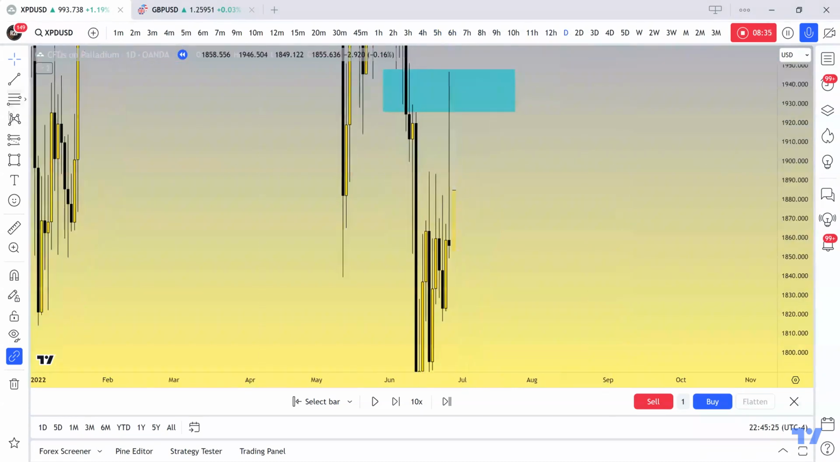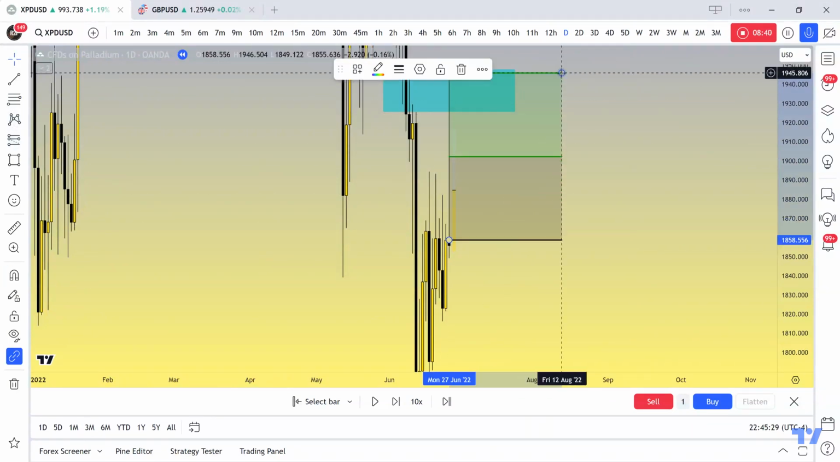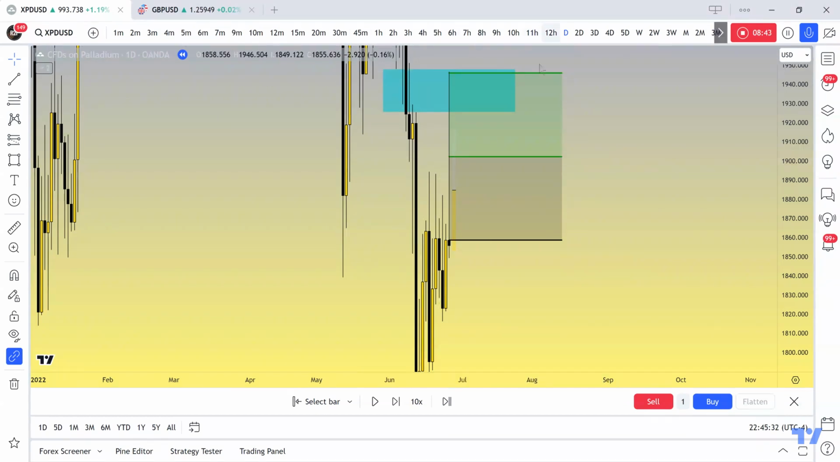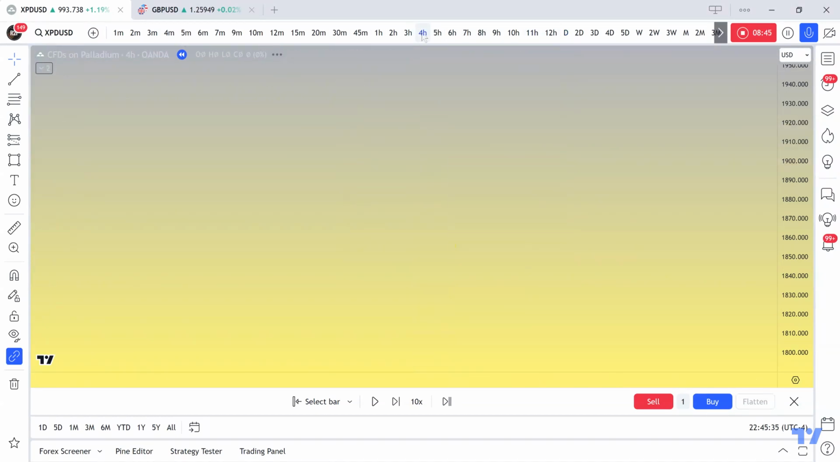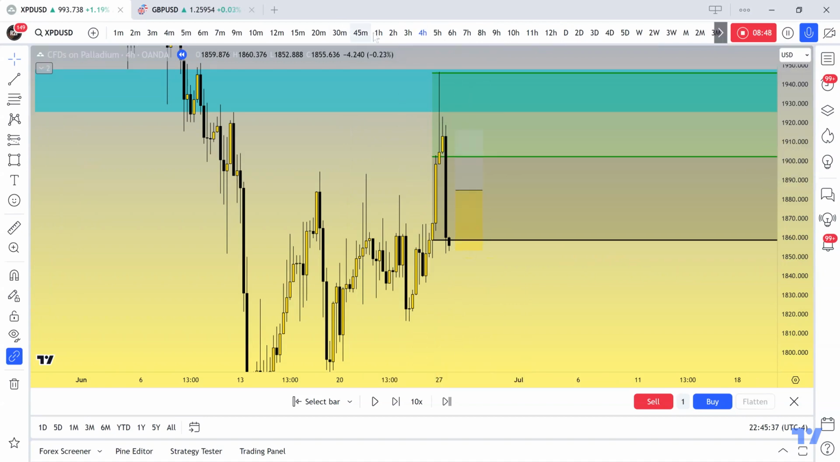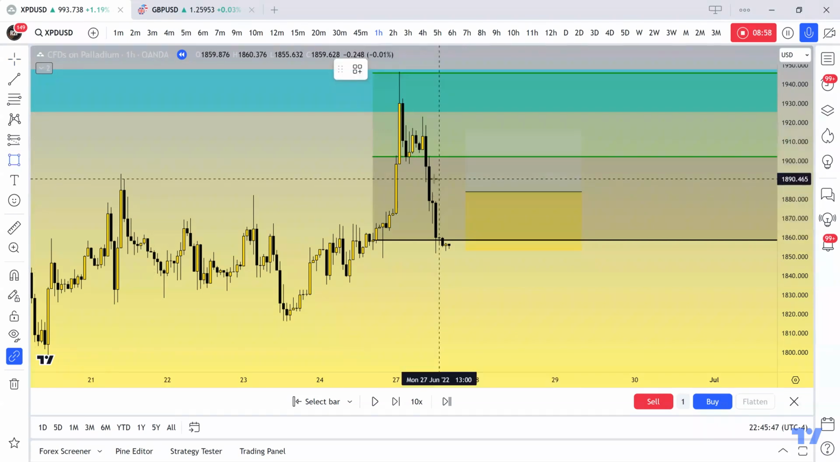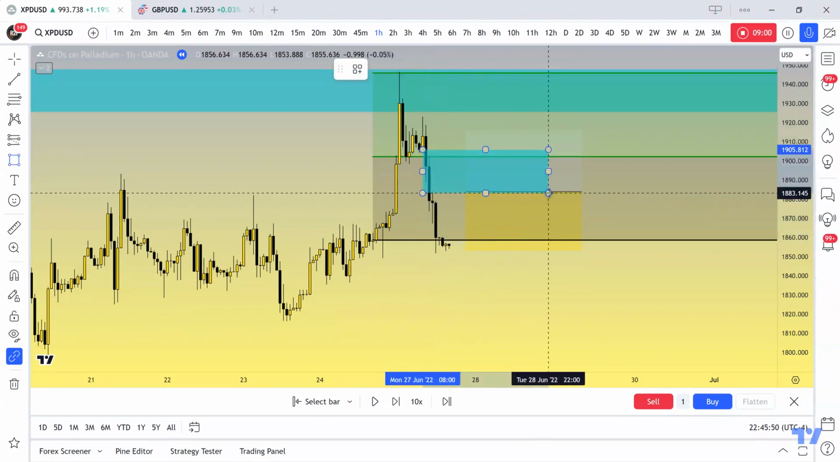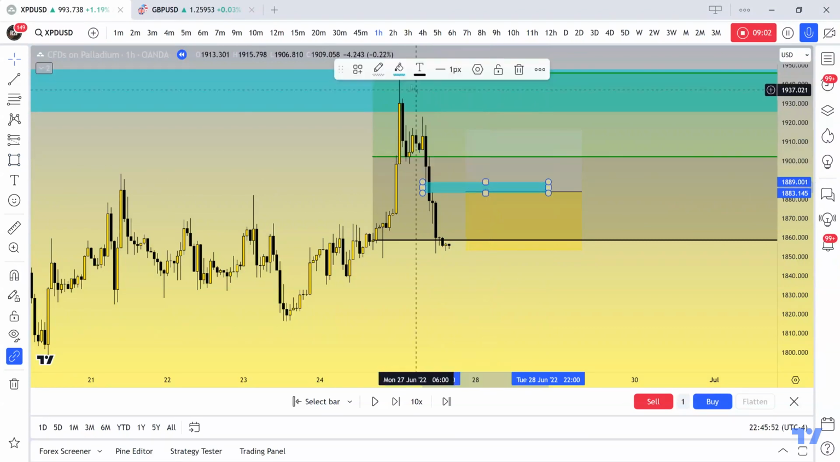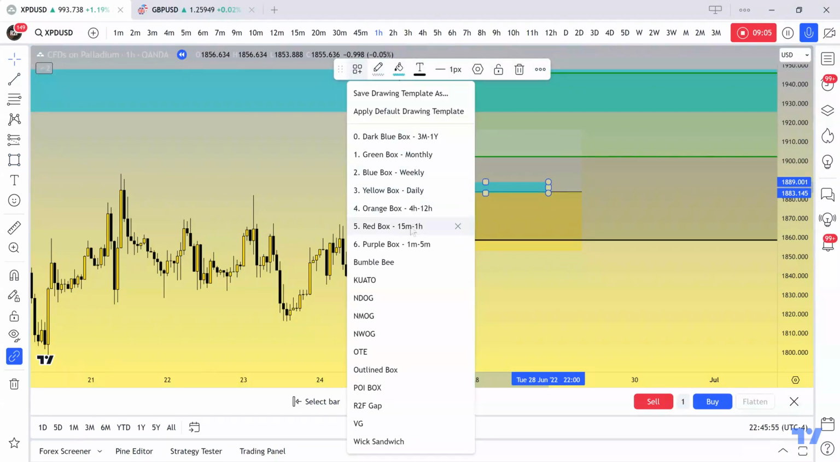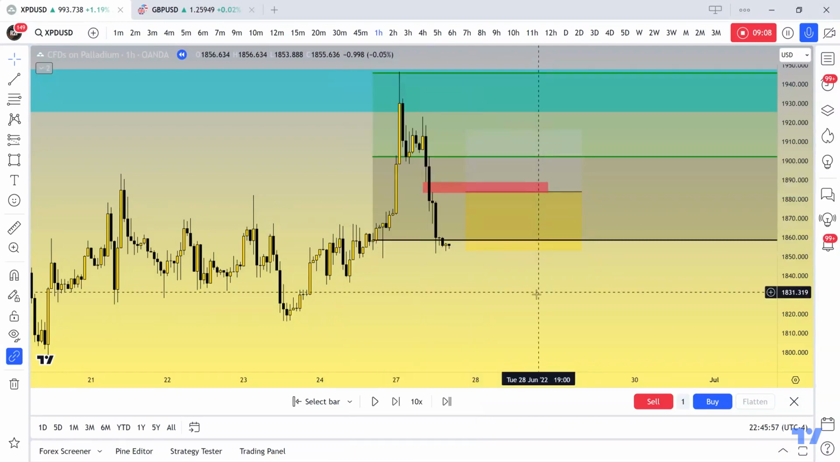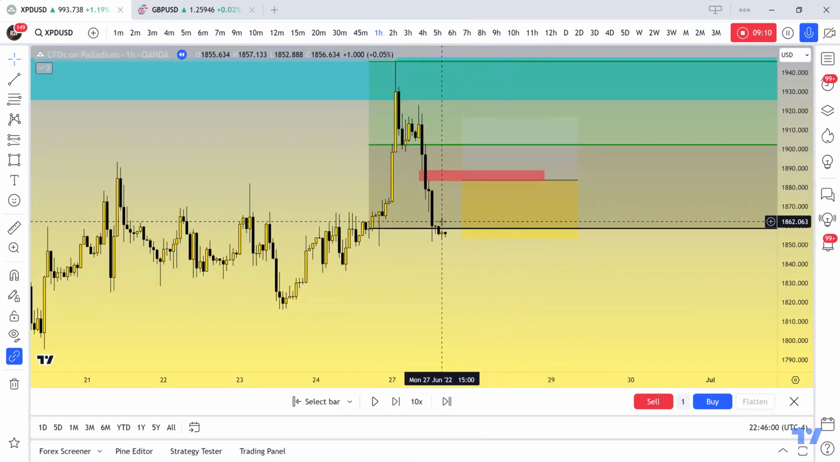Okay, let's annotate this wick. Premium and discount. In the middle, we have consequent encroachment. So price can trade back up to a wick, go back to the hourly, and use that as an area of support, resistance. Let me annotate an hourly CB here on the chart. Okay, so there's a CB here too.